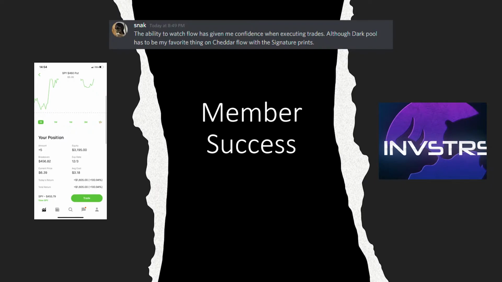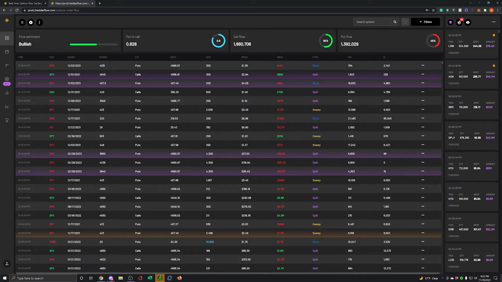And as you can see, for today's trading day, he was able to see SPY puts coming in, dark pool / signature prints coming in for SPY to the downside. He entered the position. He was able to get a nice 100%, which was a pretty nice gain for him today. So at least with the pro plan, this is all that you get.